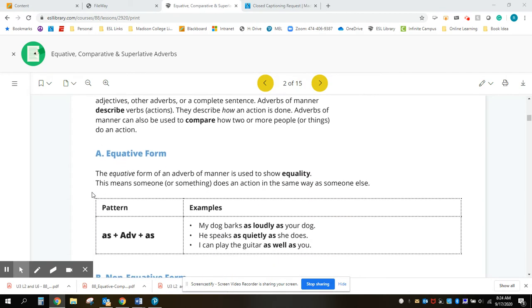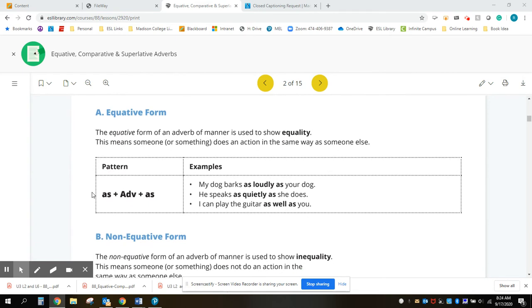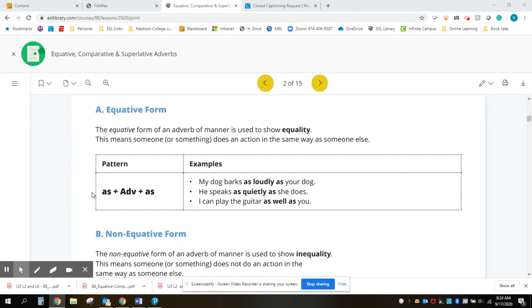From time to time, we want to show how two things are done equally or in the same manner. For this, we use the pattern as, adverb, as. Remember, in English many adverbs end in ly. So in this sentence, my dog barks as loudly as your dog. So the two dogs are equally loud.